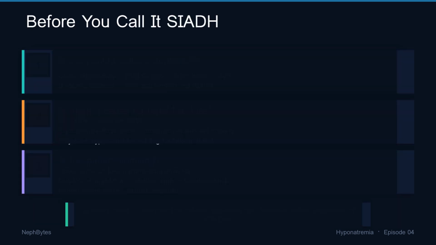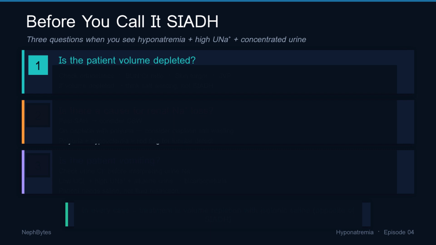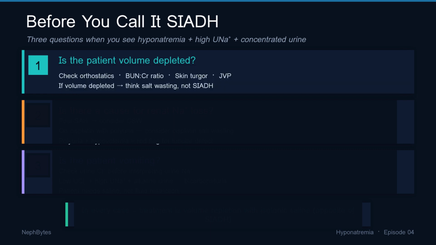Let me pull this all together into a 3-question framework you can apply anytime you see hyponatremia with a high urine sodium and concentrated urine. Before you call it SIADH, ask these 3 questions. 1. Is the patient volume depleted? Check orthostatic vitals. Look at the BUN to creatinine ratio. Assess skin turgor and jugular venous pressure. If volume depleted, think salt wasting, not SIADH.